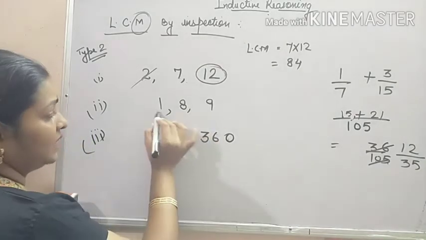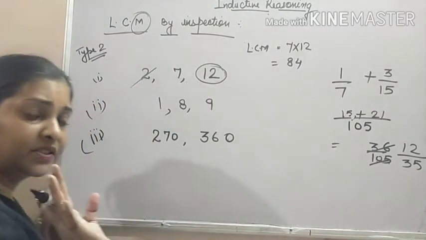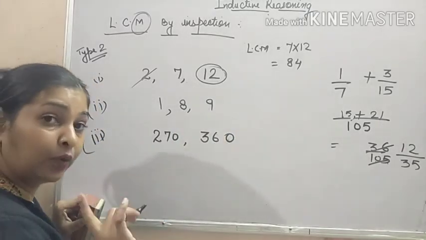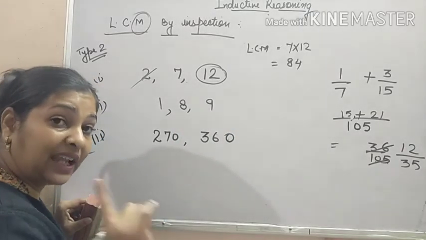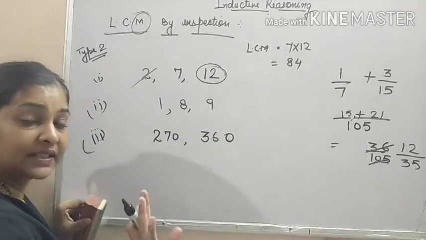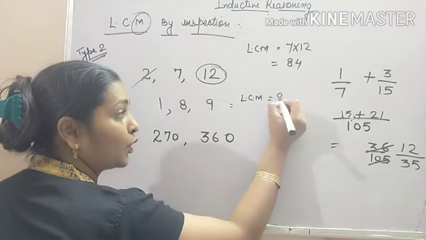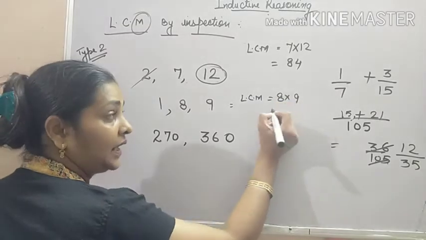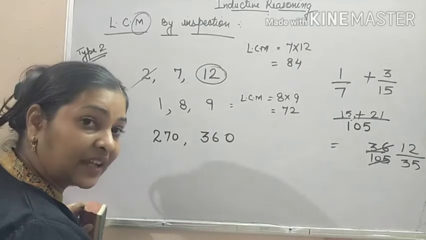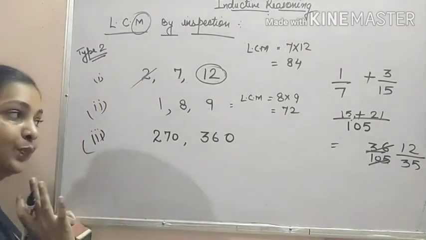See, 1, 8, 9. 1 is there. There is no need to find the LCM with 1 because every number is divisible by 1. 8 and 9. Both are not prime numbers, but they are co-prime to each other because there is no common factor. Their HCF is 1. So the LCM will be equal to the product of these two numbers. 8 nines are 72. Is that clear? So we get the LCM as 72.